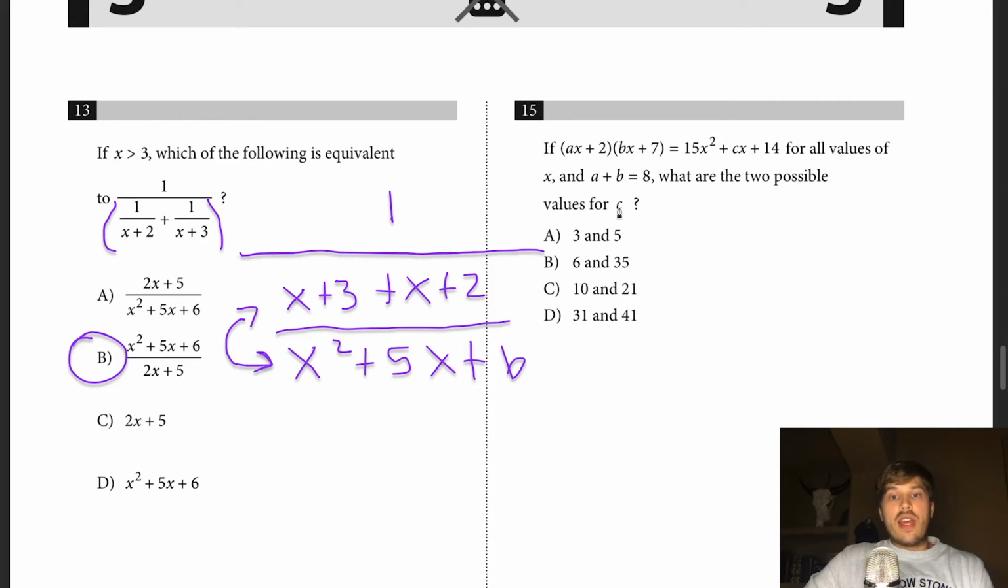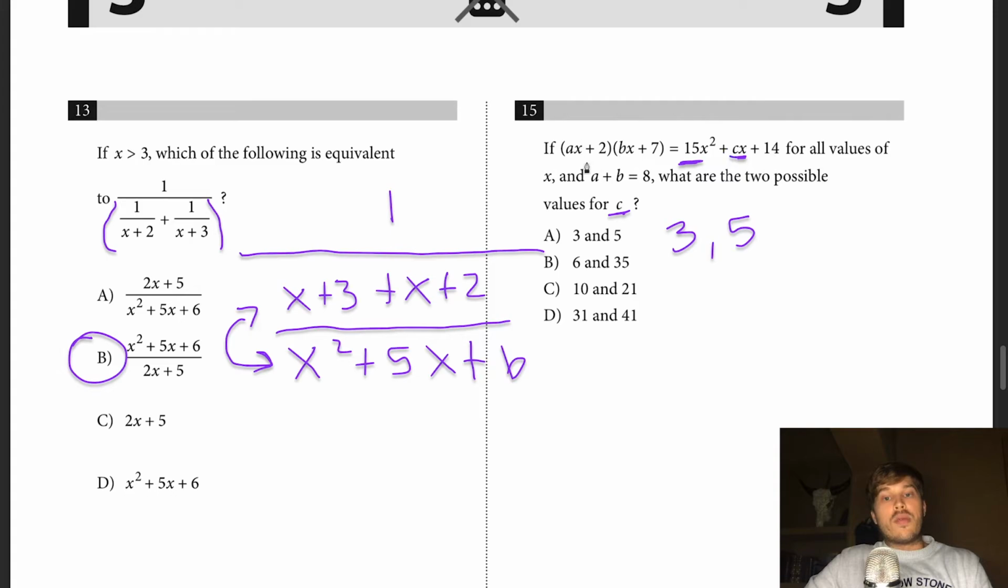That's number 15. For all values of x, okay, so we have this long expression. For all values of x, and if a plus b equals 8, what are the two possible values for c? Okay, so we're trying to find what c of x will be, given that a plus b equals 8. And what else do we know? We know that a times b equals 15. So what times what? A plus b equals 8, and a times b equals 15. So that immediately tells me that a and b must be 3 and 5. So you might circle a, but not quite yet. It's asking for the values of c. So how do we find this?